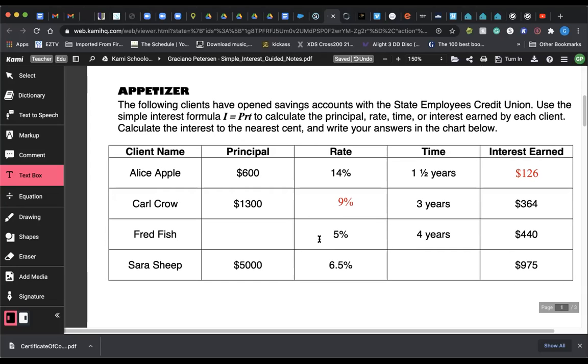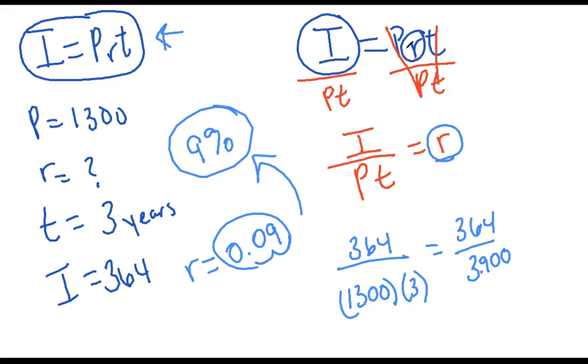All right, so next is Fred Fish. So this time we're looking for the principal because we have the rate, the time, and the interest. So we have 5% at 4 years and we earn $440. So I'm going to put all of that onto my blank screen here.